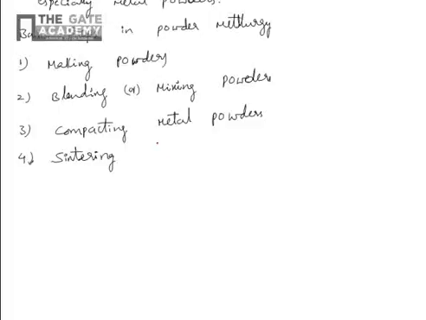So the first step is making powders. As we have discussed, powder metallurgy is developing a component by using powders, so the first step is to prepare powder. There are different methods for preparing powder, and we use them based upon the requirement. If it is a soft material, we go for a normal method like grinding. If it is a hard material, we go for different methods like atomization.